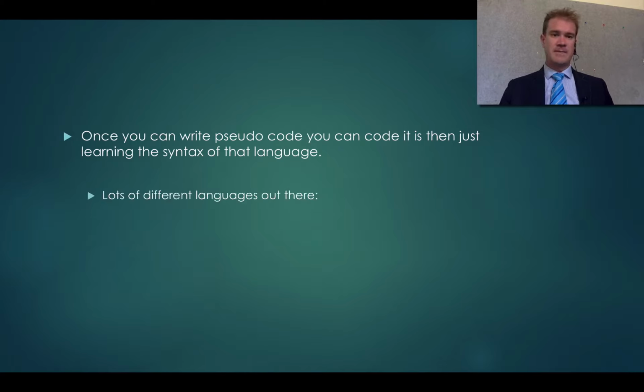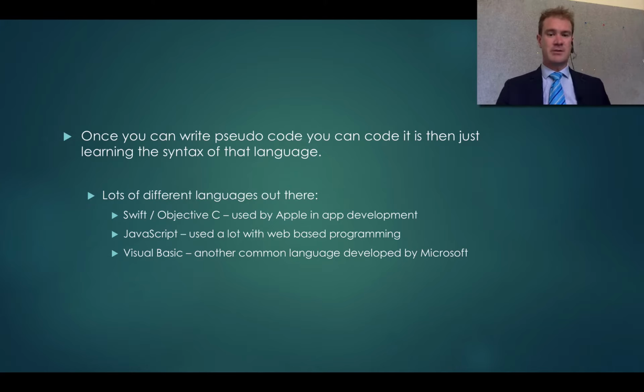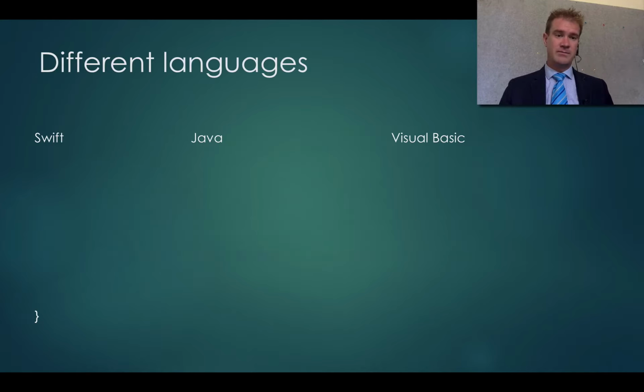Lots of different languages, some of them, so Swift is the one Apple's used for app development, Objective-C. JavaScript is used a lot when doing web-based programming and has been around for a while now. Visual Basic, another very common language developed by Microsoft, and it's been around for quite a while now as well. Let's just look at a couple of examples and see how there's similarities between them. So we'll look at the Swift, Java and Visual Basic.